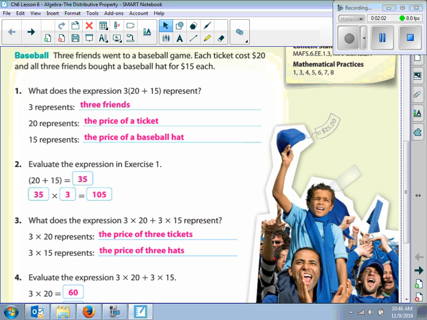Then I said those three friends bought hats for $15. So how much money did they spend on the hats? $45. 15, and 3 of them bought, right? So that's $45. So if I add the 60 for the tickets that they all spent and the 45 for the hats, we get $105. Does everybody see that? So there are 2 different ways you can simplify that, and today we're going to learn the second way. The first way was the order of operations.